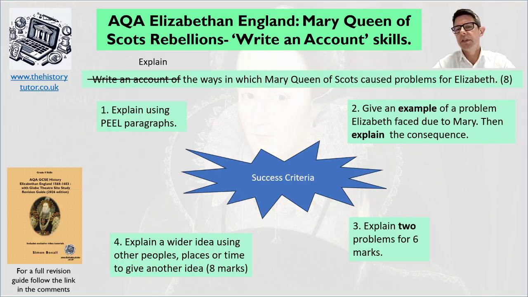There is a small element of story writing you might have got from the write an account phrase, which is you need to give an example and then the consequence of this. So the example of the problem Elizabeth faced due to Mary, and then the consequence of it. So you go example, consequence. You can do this 2 ways for 6 marks. So give 2 problems and the consequence for 6 marks in 2 little PEEL paragraphs. If you want to go a bit further and do a furthermore and show a bit more depth and analysis, then do 2 PEEL paragraphs for 8 marks.